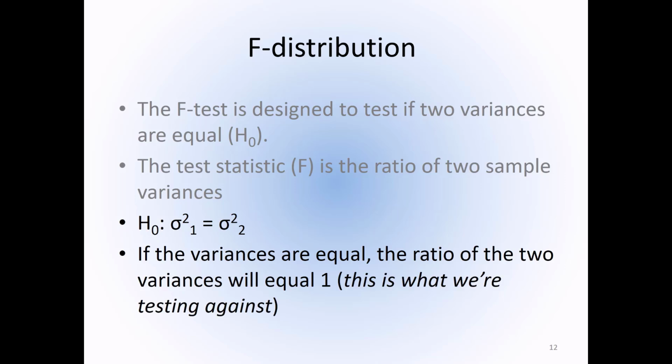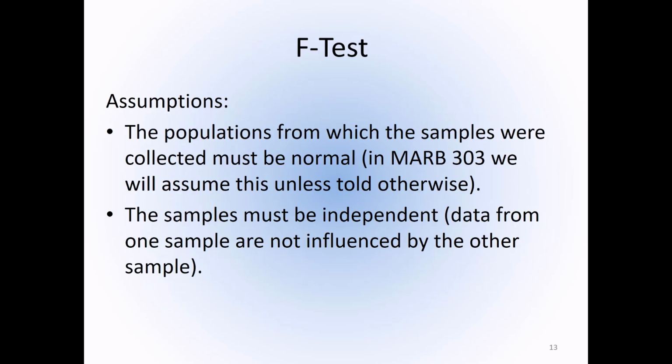And when we start to conduct the F-test, one thing that you'll notice is that the F-test statistic will never be less than 1. And so as we start to move further and further away from 1, the F-test statistic gets larger, then it's more likely that we're going to reject our null hypothesis. Now, a couple important assumptions for the F-test. The populations that we're sampling from are normal. In our particular course, we're going to assume this is true unless we're told otherwise. And the samples need to be independent of one another.